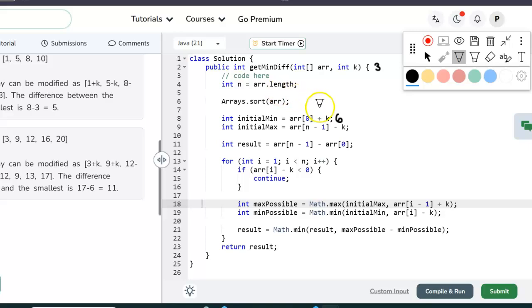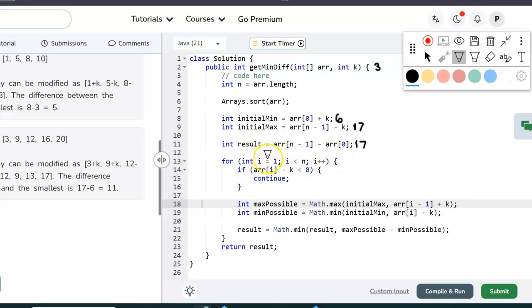Now, same thing here is initial max. We're going to take the 20 and we're going to subtract k and say 17. All right, so we know that we can do at least that well. Okay, we can improve, and we're going to take our initial result here. This is the score to beat, which is 20 minus 3, 17. But we know we can do better than that. We can get it down to at least 11.